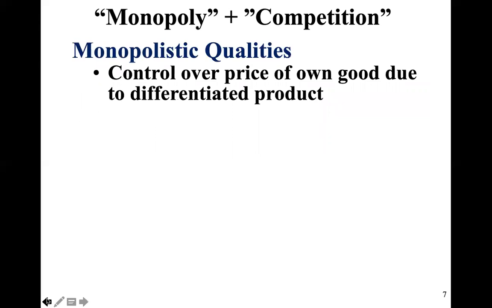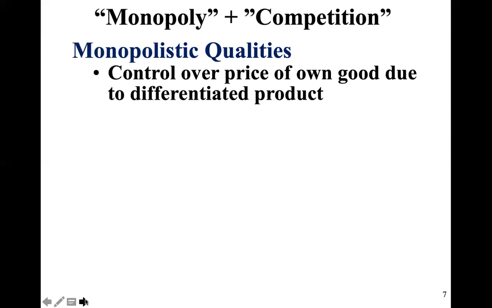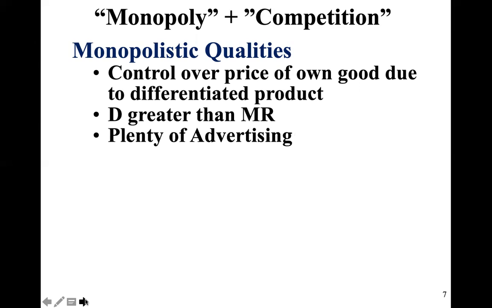So monopolistic competition sort of combines some perfect competition characteristics with some monopolistic characteristics. So what is similar about monopolistic competition and monopolies? Number one, they do have control over the price. Okay, so they are price makers. Because monopolistically competitive firms are price makers, their demand curves are going to be greater than their marginal revenue curves. There's going to be lots of advertising. Many monopolies advertise. Monopolistic competition has lots and lots of advertising.